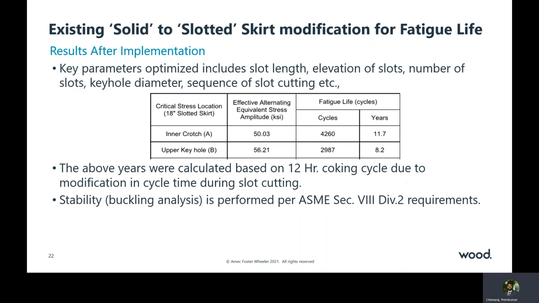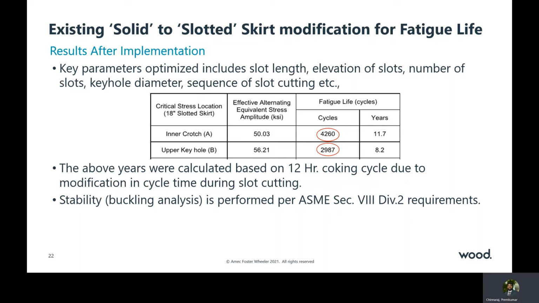The loads used for this analysis include weight loads during operation, dynamic upset loads, and occasional loads including wind and seismic. Therefore, both transient thermal analysis and buckling analysis need to be performed in parallel to optimize the slot geometry. The resulting optimized design had a fatigue life estimate of approximately 4,200 cycles for the inner crotch area and a fatigue life estimate of approximately 3,000 cycles for upper keyholes.